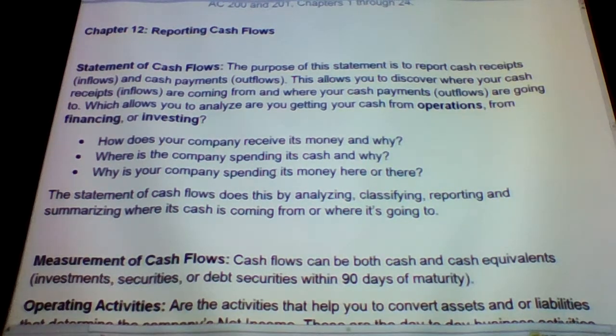We're going to study Chapter 12 of AC 200 today, which is reporting cash flows and primarily concerns itself with the statement of cash flows.